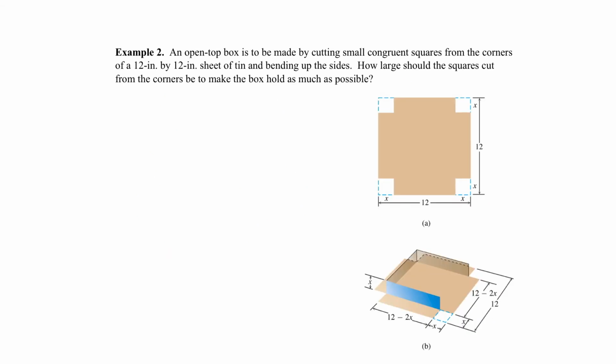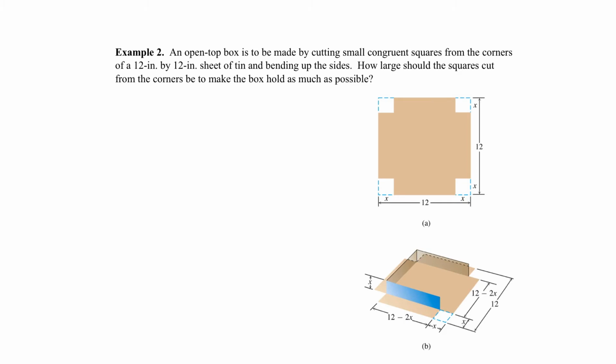So in example 2, we are going to be working with an open top box. It is to be made by cutting small congruent squares from the corners of a 12 by 12 inch sheet of tin and then bending the sides upwards. And of course, we can draw a picture for this. So here's our 12 by 12 inch sheet of tin. And the congruent squares that we're going to be bending up are modeled in 2 dimensions like this, 3 dimensions in this picture down below.